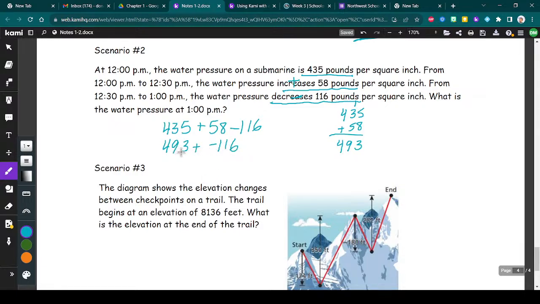Now, again, since these are different signs, I'm going to subtract. So I'm going to subtract these two numbers, 493 is bigger, and so then we subtract 116, which is smaller. We're going to borrow. 13 minus 6 is 7, 8 minus 1 is 7, and 4 minus 1 is 3. So we have 377 pounds per square inch, known as PSI, and there we go.